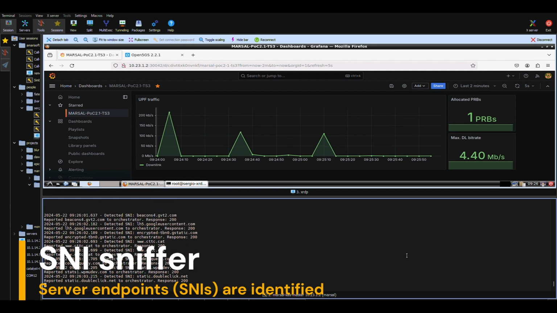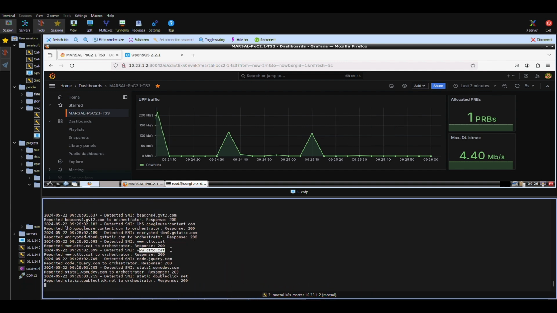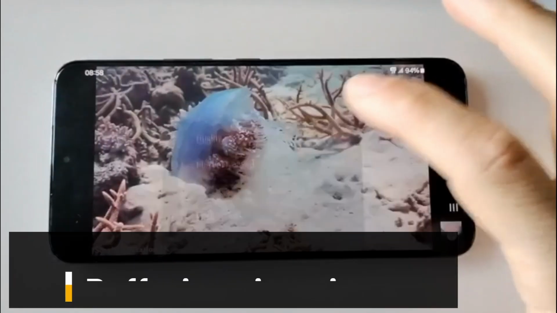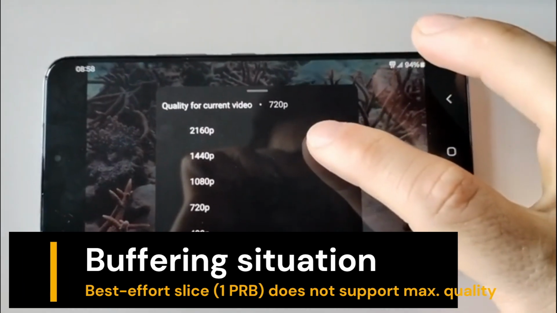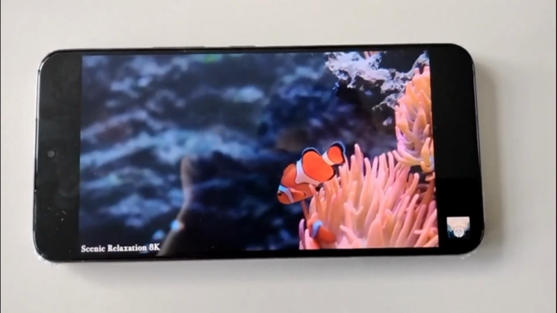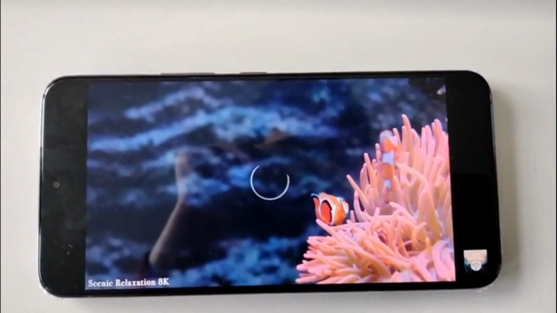We can now see how, via the SNI, we can detect which are the websites that are being visited by the cell phone. If we now request a high-quality video, our best effort slice, consisting of one PRB, does not support max quality, and then we encounter a buffering situation.